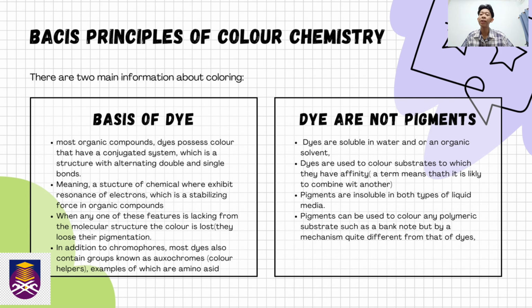So when any of these structural features is lacking from the molecular structure, the color is lost. They lose their pigmentation over the long term and eventually go gray. In addition to chromophores, most dyes also contain a group known as auxochromes, which are color helpers that help them stay longer, withstanding exposure on a daily basis.